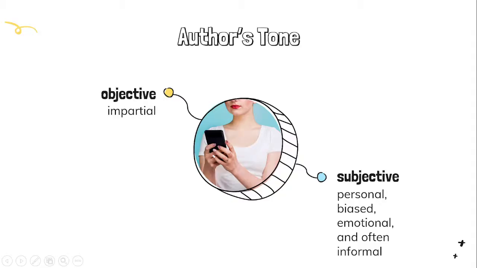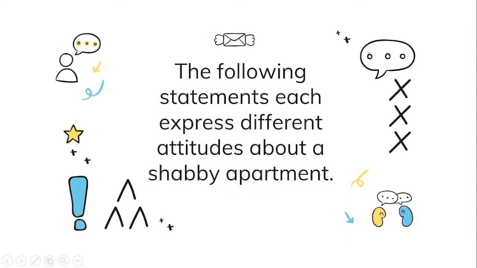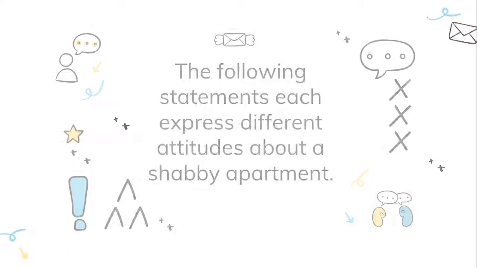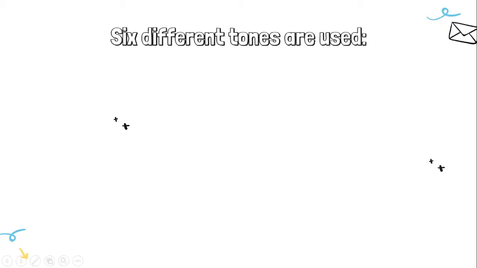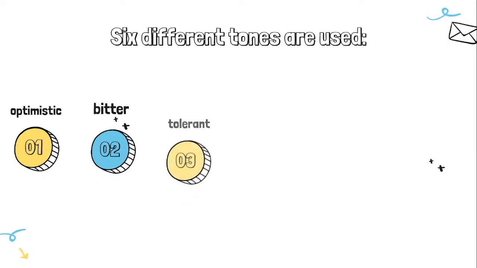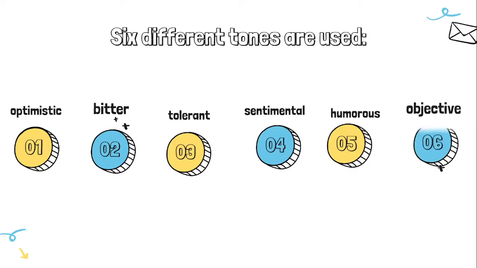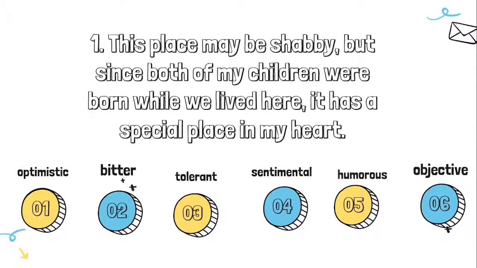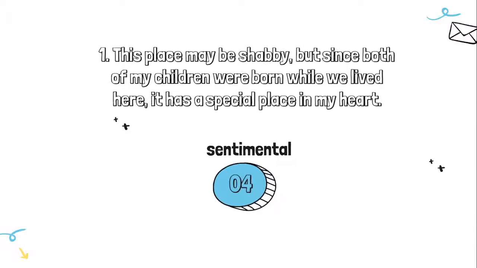For example, the following statements each express different attitudes about a shabby apartment. Six different tones are used: optimistic, bitter, tolerant, sentimental, humorous, and objective. This place may be shabby, but since both of my children were born while we lived here, it has a special place in my heart. The tone is sentimental. It has a special place in my heart, expresses tender emotions.